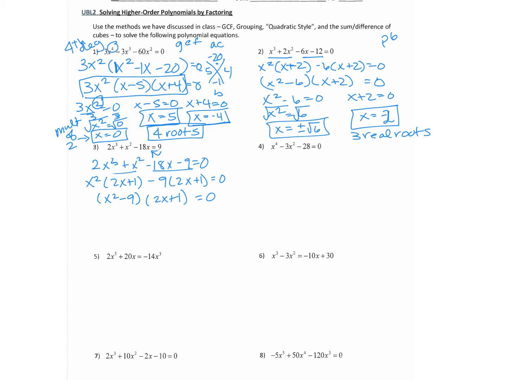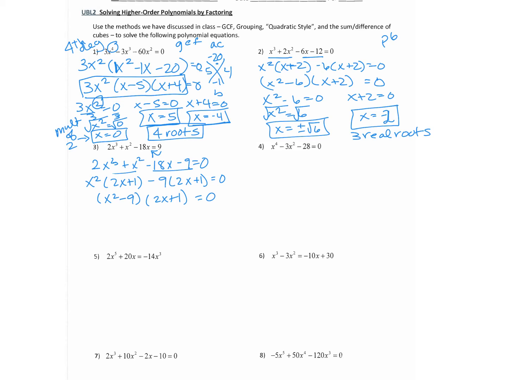So I hope you have it down to at least x squared minus 9 times 2x plus 1 equals 0. So now I'm going to try to make this really clear in class on Thursday and Friday, but you can stop now and set x squared minus 9 equal to 0 and 2x plus 1 equal to 0 and solve and get your answers.